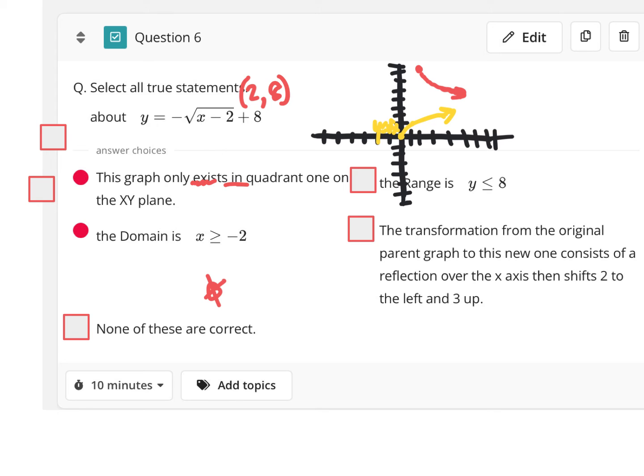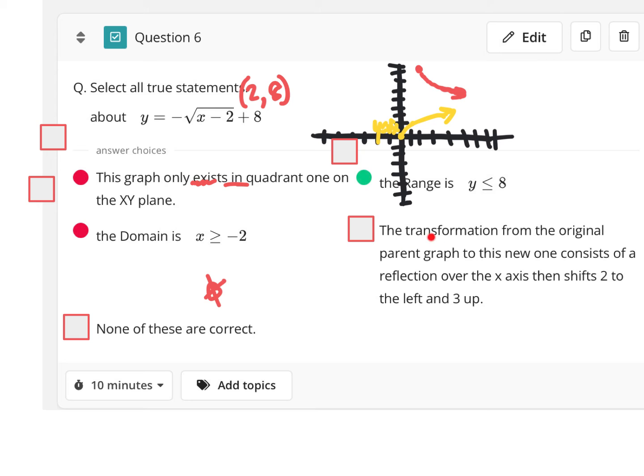Over here, we have the range is y is less than or equal to 8. Well, yeah, you're way up here at the y value of 8. Remember, the k value is 8. And does it exist above 8, which would be y is greater than or equal to 8, or below 8, which is y is less than or equal to 8? Obviously, less than or equal to is the correct answer. That's why that is green right here.